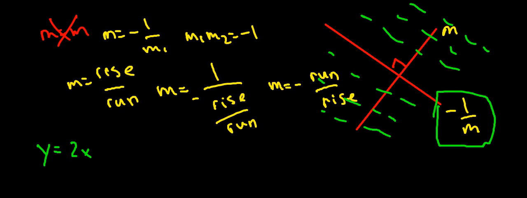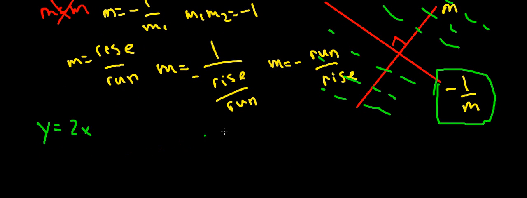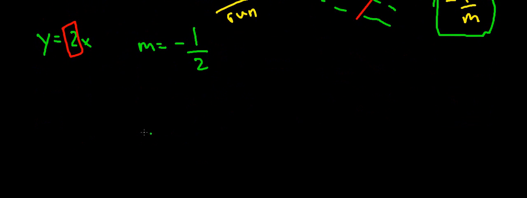So if I want to find just any equation that's perpendicular to this line, I'm just going to do this. The slope of the perpendicular line is equal to the negative reciprocal of the original slope. And the original slope is 2. So I put in 2 in the bottom, and it's equal to minus 1/2. So one possible equation is just y is equal to negative 1/2 x.